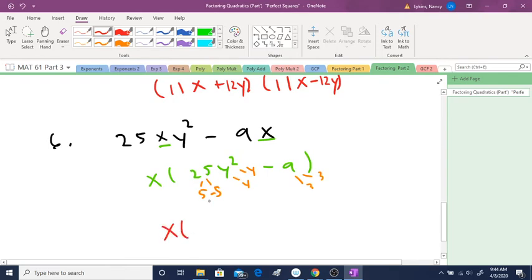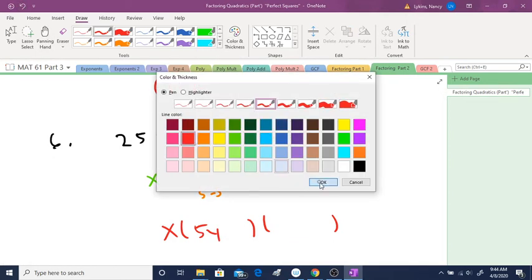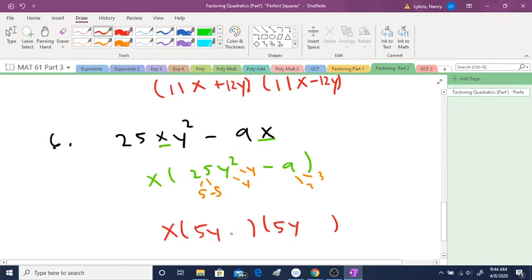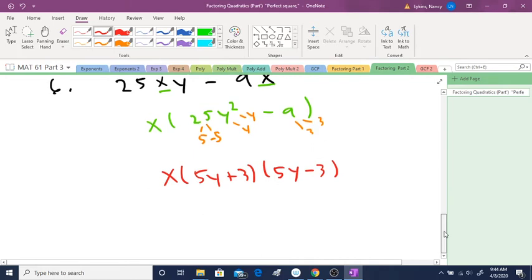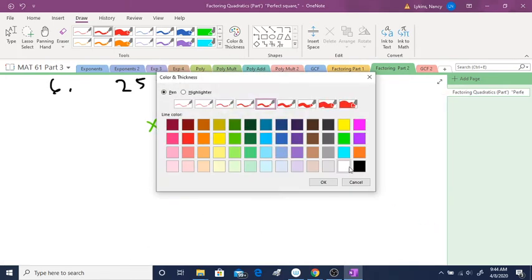So I'm going to have x. That means I'm going to have 5 and a 5y. Since that's a minus sign, I'm going to have a plus and a minus. A plus and a minus. And that 9 is a 3. And you can always go back and FOIL this out to make sure that this is correct.